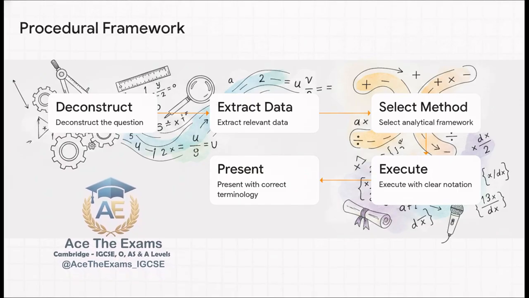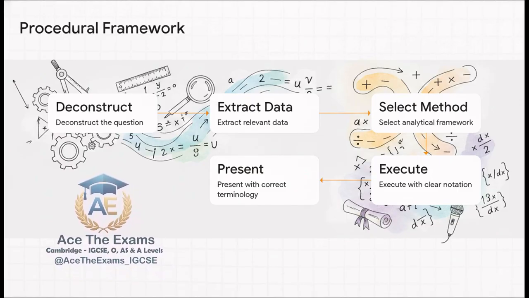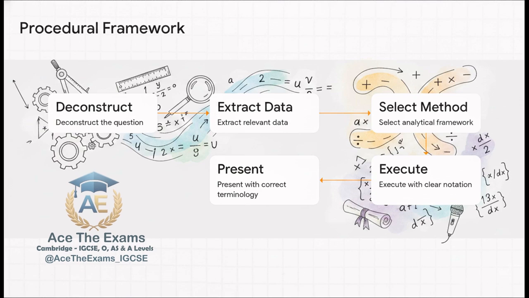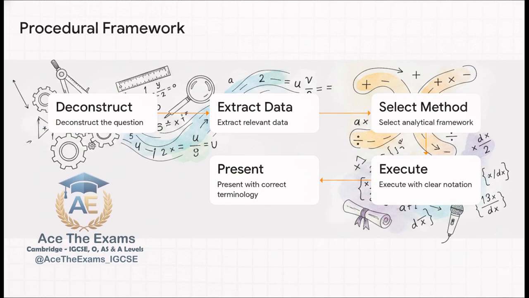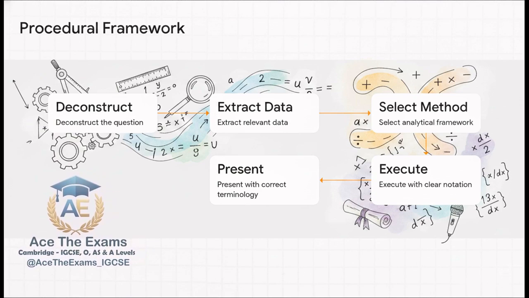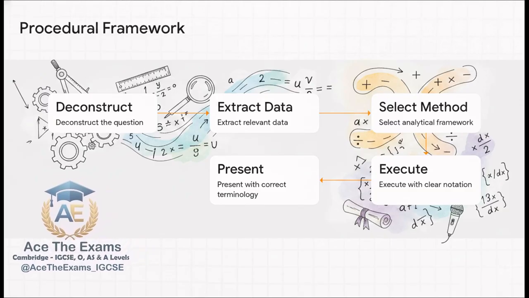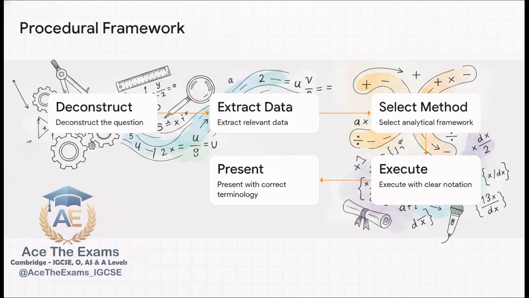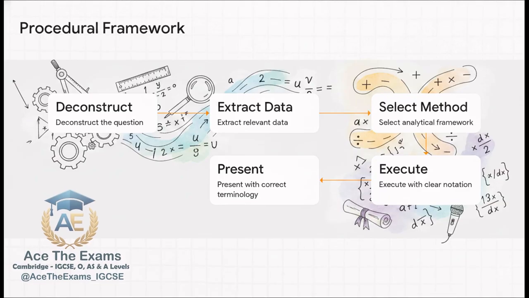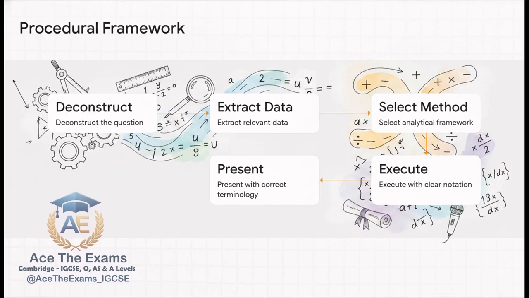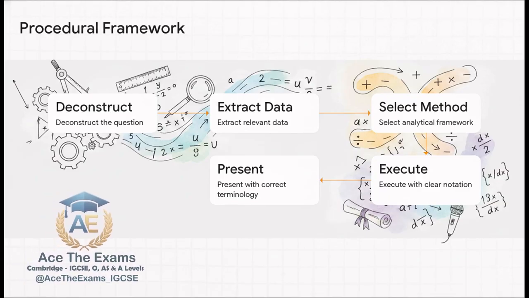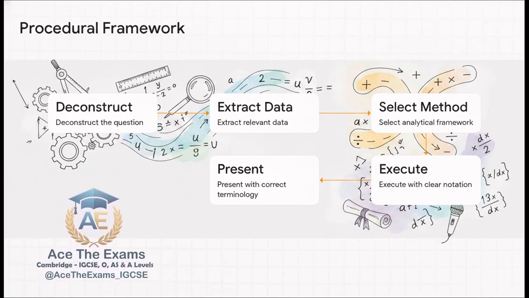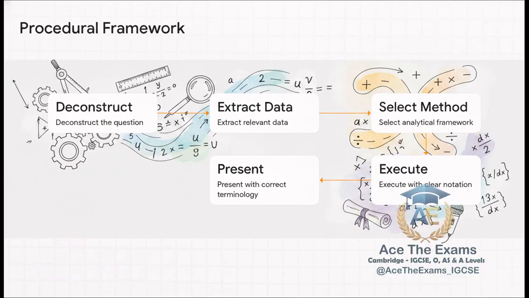So, you've got to follow these 5 strict procedural steps. First, deconstruct the question. Second, extract the relevant data. So, identify your u and v functions, those distinct parts of your equation being multiplied or divided. Third, select the analytical framework. Like actively state if you are using the product or quotient rule. Fourth, execute with clear notation. And fifth, present it all with correct terminology.